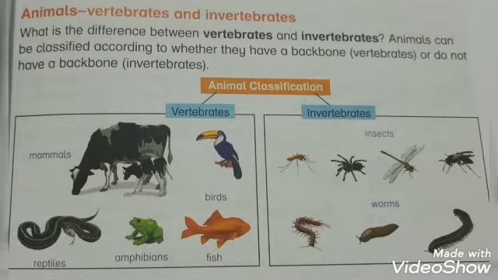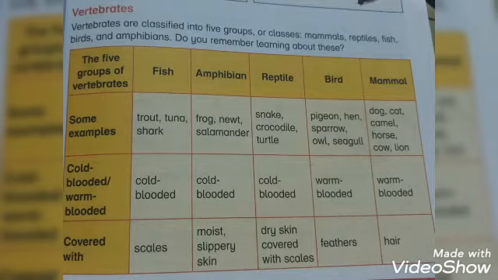Animals are further divided into vertebrates and invertebrates. Vertebrates are those animals which have backbones, and invertebrates don't have backbones. Here are some examples of the animals which are vertebrates, for example, mammals, birds, amphibians, and invertebrates include all the insects. Also worms. Vertebrates are further classified into 5 groups: fish, amphibians, reptiles, birds, and mammals.